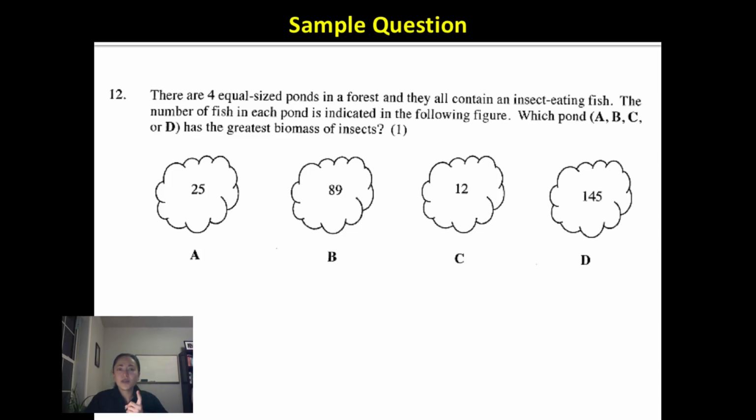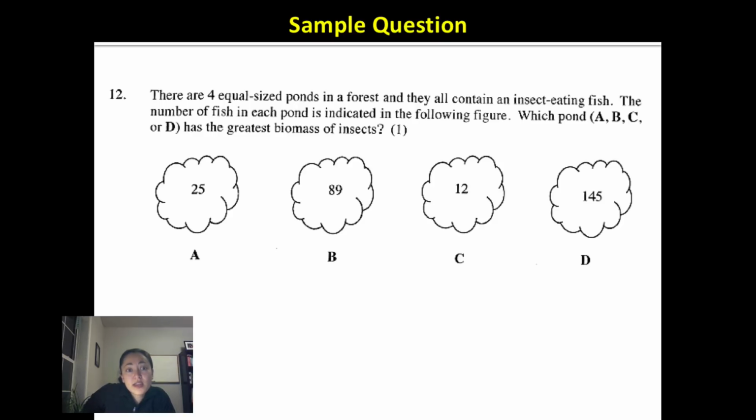Let's do a quick sample question here before I get into some more sample questions. But this one's really important because it's, I think, one of the trickiest sample questions that I have ever seen on an exam. So here it says there are 4 equal-sized ponds in a forest, and they all contain an insect-eating fish. The number of fish in each pond is indicated by the following figure. Which pond has a greater biomass of insects?